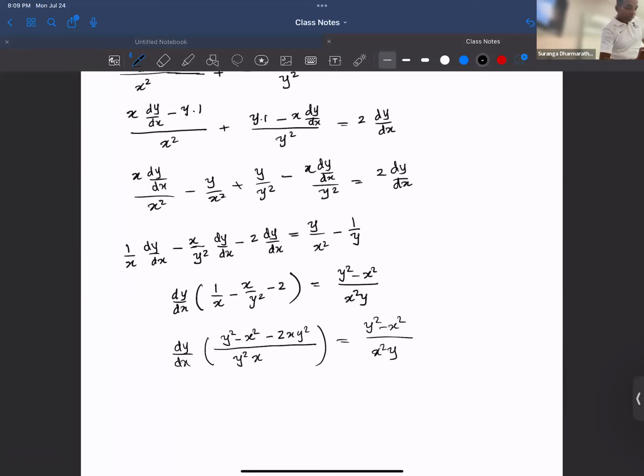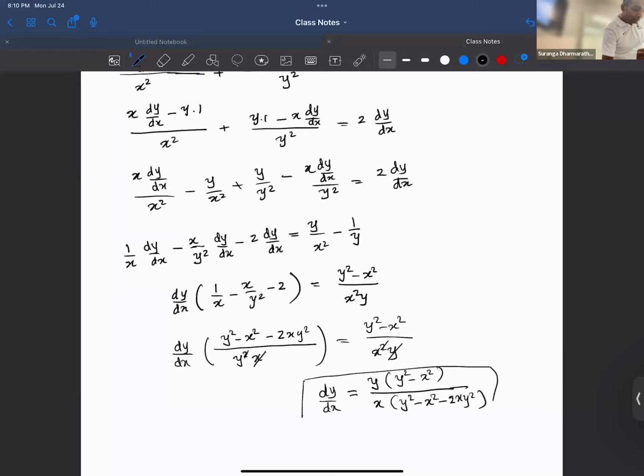That makes sense? Now one of the y's cancels with one of the y's here, and one of the x's cancels with one of the x's here. So you get y times y squared minus x squared, divided by x times y squared minus x squared minus 2xy squared, is equal to dy over dx. That's our answer.